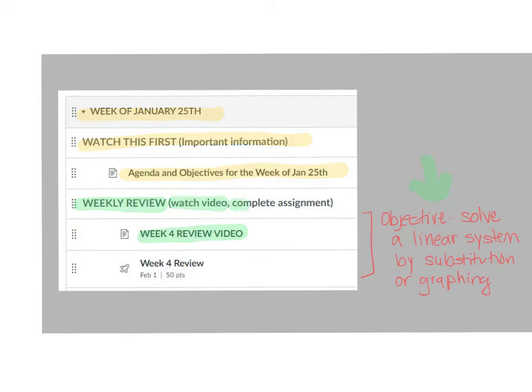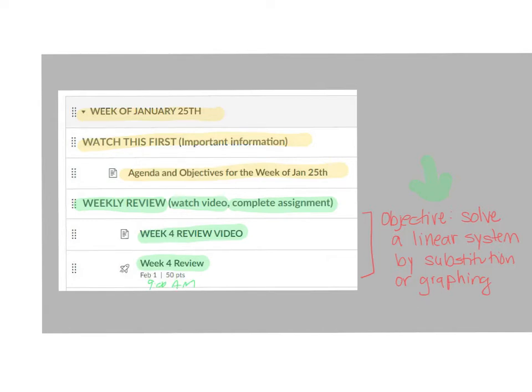And then you're going to complete this assignment right here that is called the week 4 review. Okay, keep in mind that this is assigned on Monday, due the following Monday, which would be February 1st, and that is at 9 a.m.